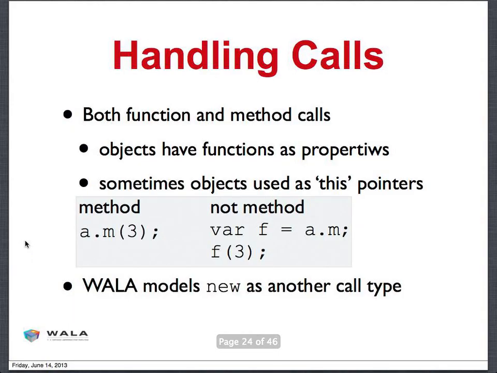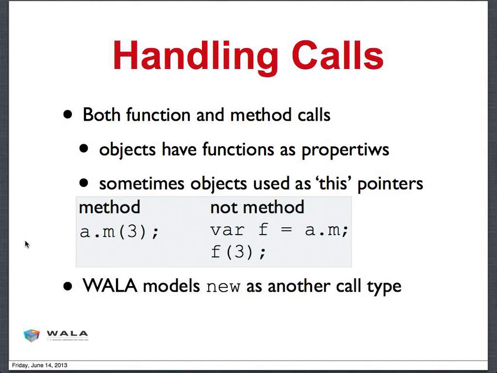So now, handling calls. JavaScript has both methods and functions. I can say f of 3, which looks like a perfectly ordinary function call: f, give it the 3. And I have a.m3, which looks like a method. Now, JavaScript doesn't actually have methods. Objects can have functions as properties.